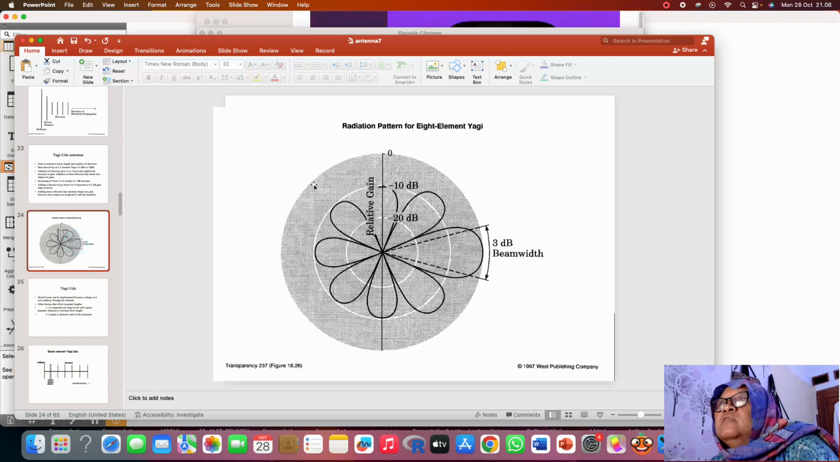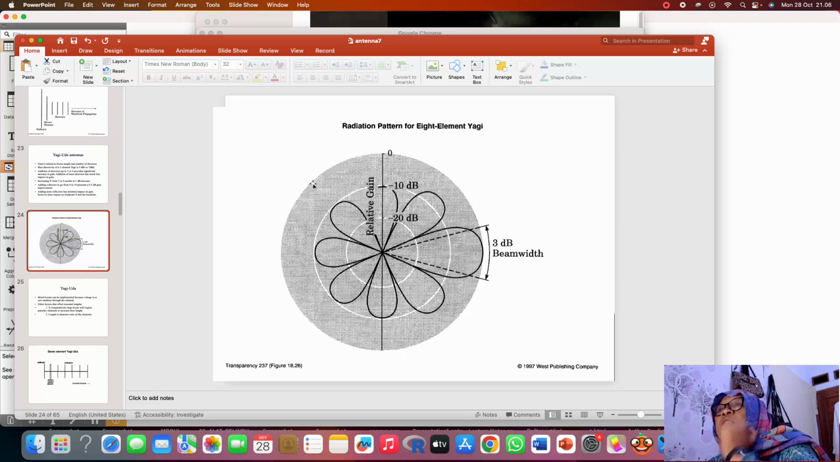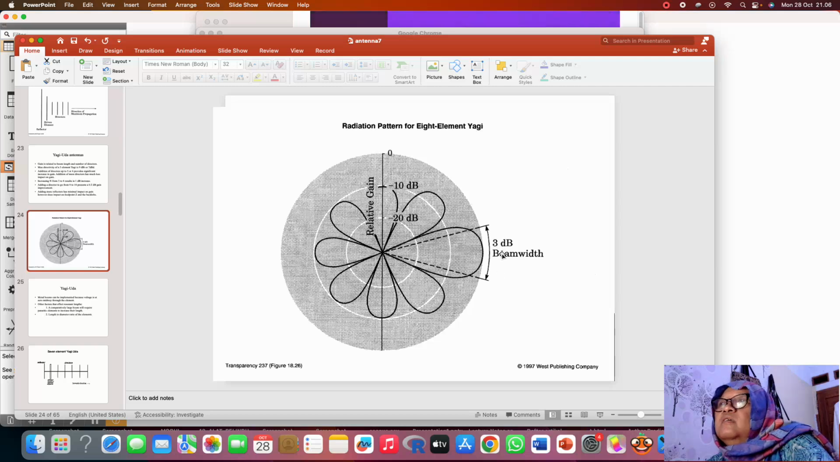This is the radiation pattern for an 8 element Yagi, with 3 dB beamwidth and then relative gain, like this.